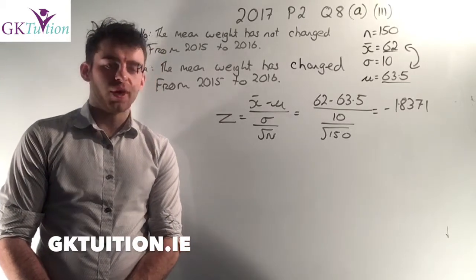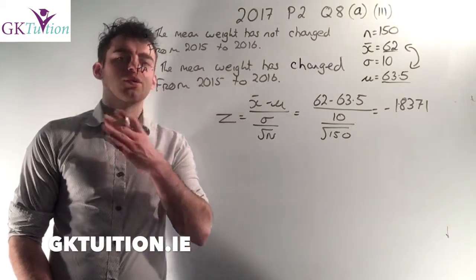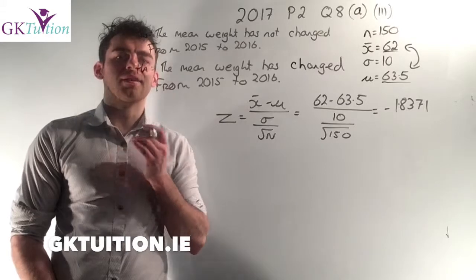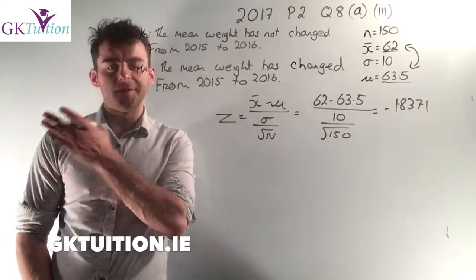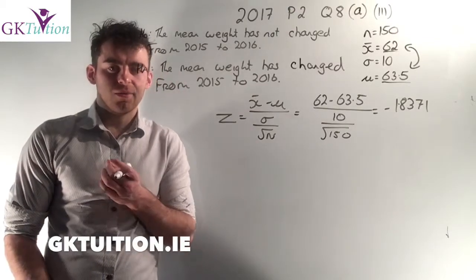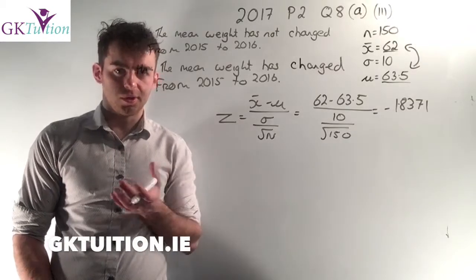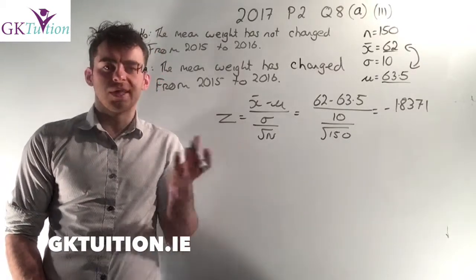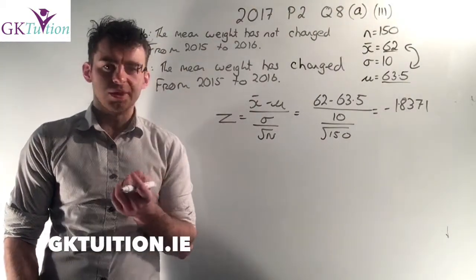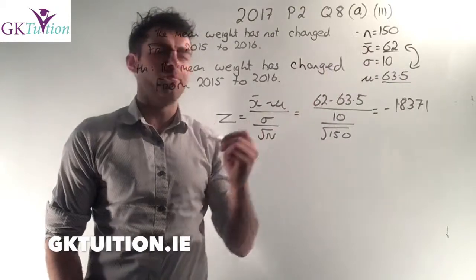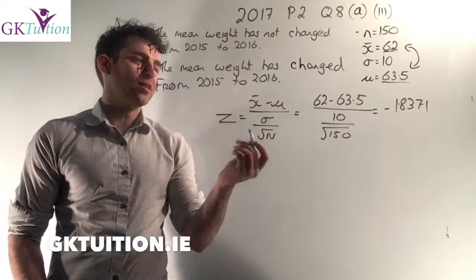In A part 3 of this question, I want you to put yourself in the shoes of the researcher, okay? It's now 2016, it's a year later, and they want to figure out, has the average weight of 15-year-olds changed from 2015 to 2016? Now, it would be impractical. Obviously, in an ideal world, they would weigh every 15-year-old in the country. But maybe there's 10 million 15-year-olds living in this country. It's probably completely impractical to weigh all of them. So as a researcher, all you could do is take a sample of maybe 150 15-year-olds, and you could weigh them. So that's what they've done in this case.